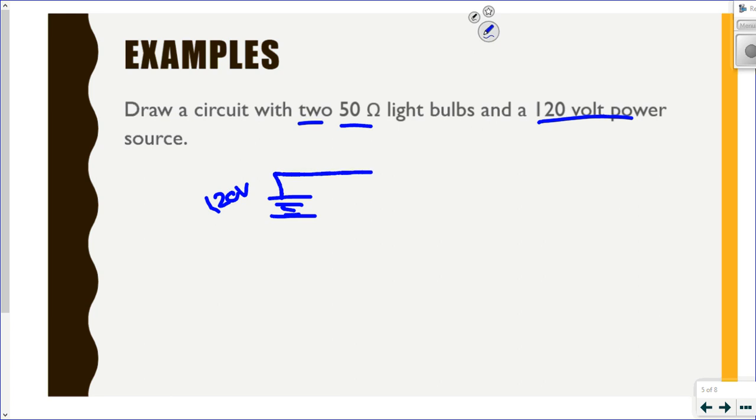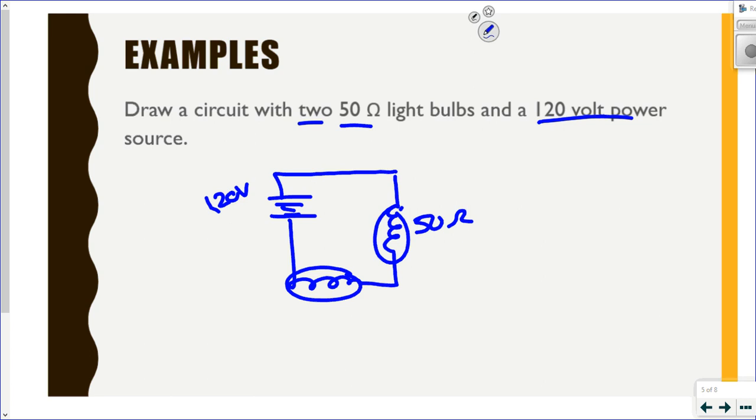I'm going to connect this circuit in series, meaning there's a single path for the charges to go through. I'm going to go through one light bulb, then another light bulb, and end up back at my battery supply. There's the glass around the light bulbs. I'm going to label these as each 50 ohms, and this is a series circuit because there's one path.